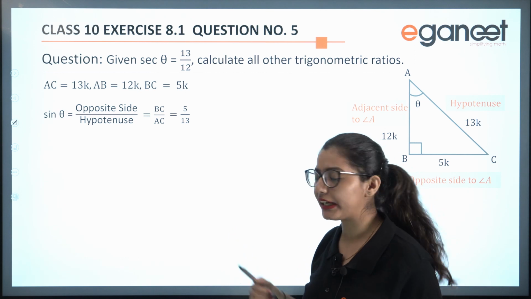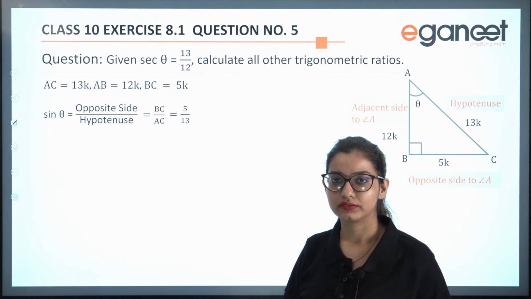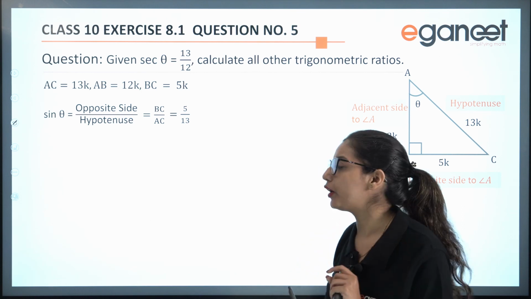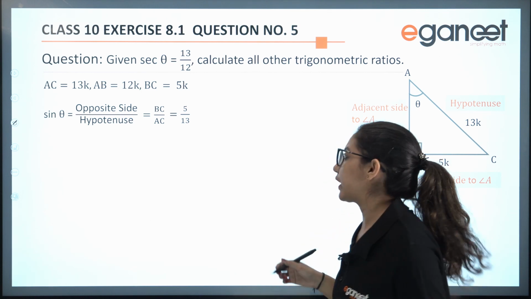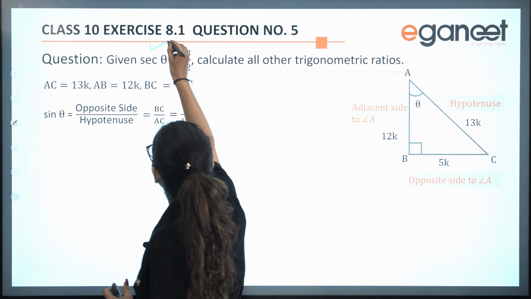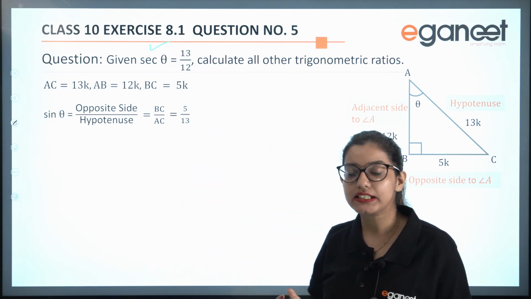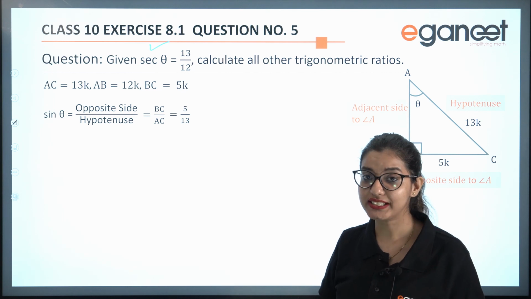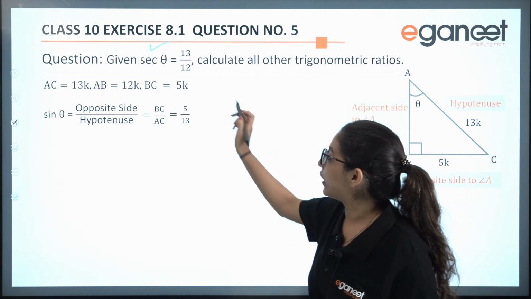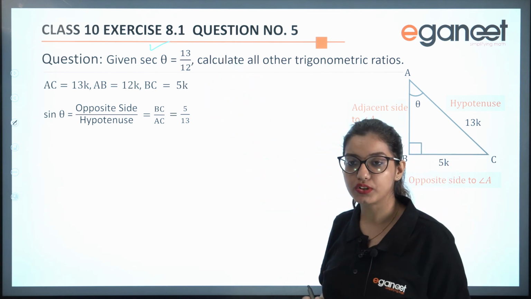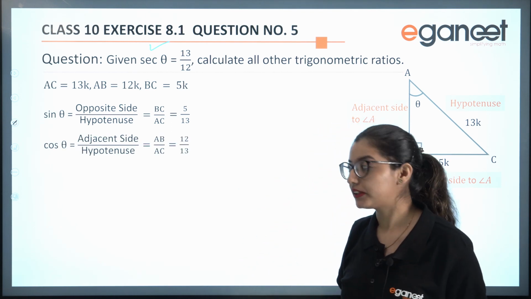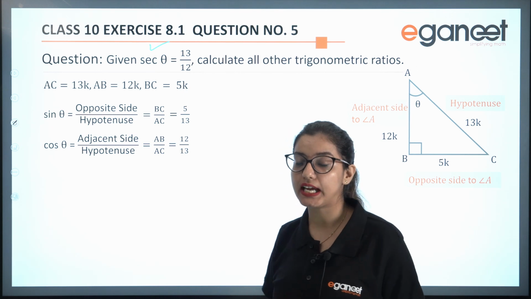Now what will be cos theta? Can you tell me the formula? But I hope you all know the trick. If you have sec theta, you can just simply reciprocate it and you will have cos theta, right? Easy? Okay. So if sec theta is 13 upon 12, then cos theta will be 12 upon 13. Now tell me, how can you find tan theta here?